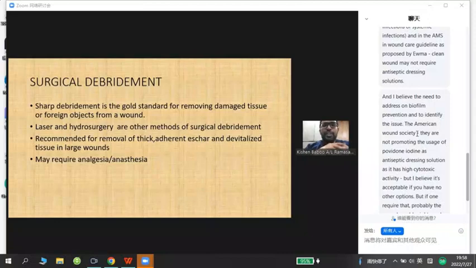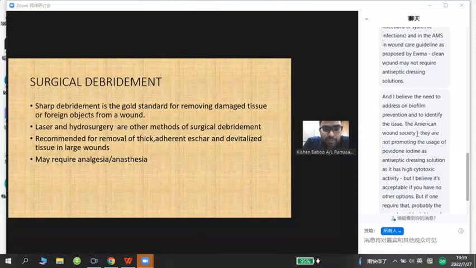It may require analgesia and anesthesia. I would say it's the gold standard because you personally can remove what you see. You can open up pockets. The only side effect when it comes to sharp debridement is usually when you are trying to remove a section of slough or thick adherent devitalized tissue.